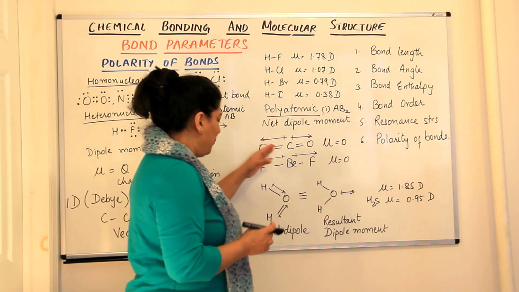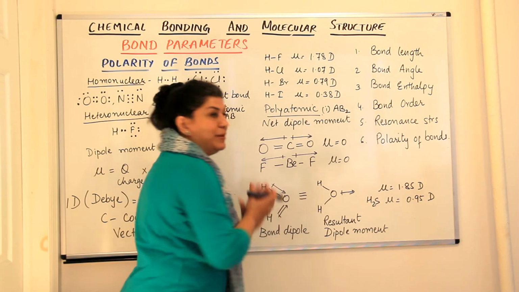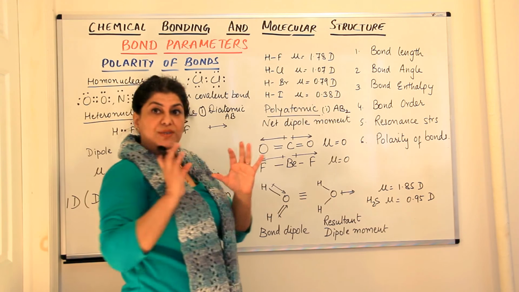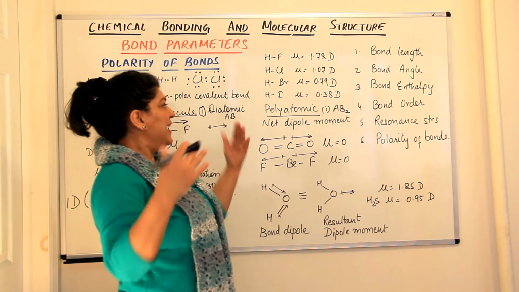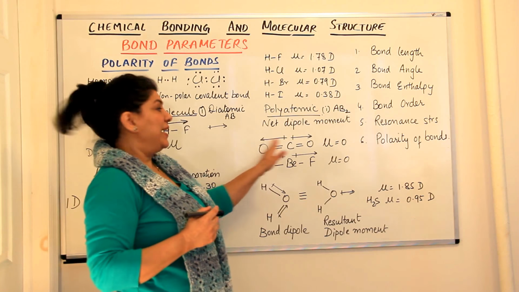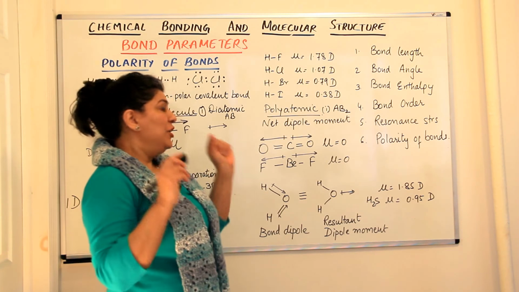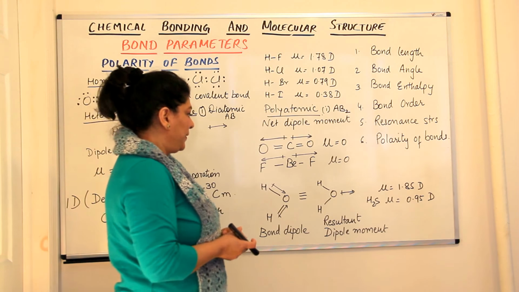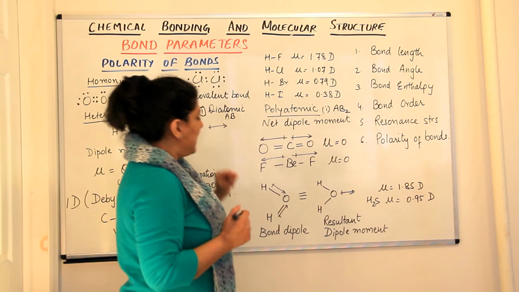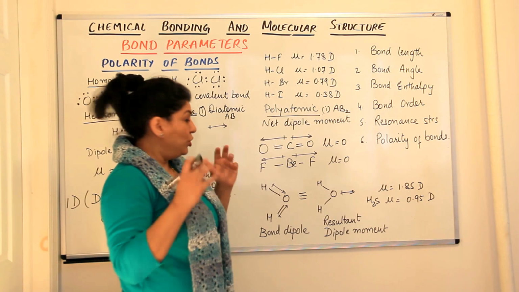So, although there was bond dipole in carbon dioxide, both the individual bonds had dipoles, the net dipole moment of carbon dioxide, mu, is 0. It is a non-polar molecule. Now, if we take another example like BeF2, what do we observe?